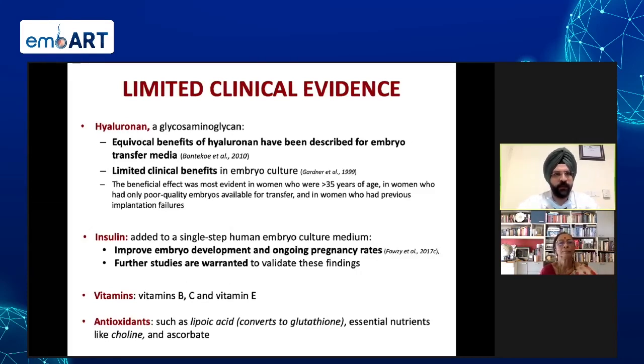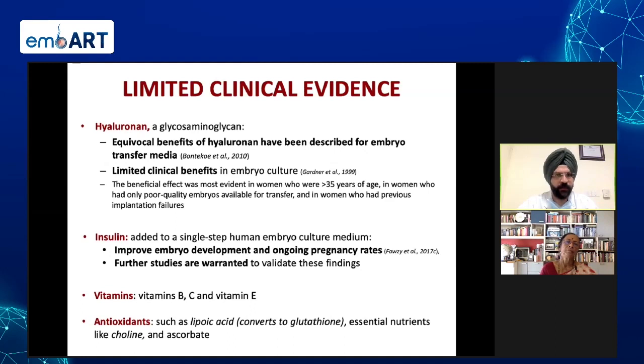Nowadays, a lot of medias are coming. Marketing people will come and tell you it has got insulin, it has got growth factors, it has got hyaluronan. But then you have to understand whether it is actually making a difference, or whether there is good quality evidence which favors the utilization of these substrates in the media. Like hyaluronan, it has got equivocal benefits for embryo transfer media. There are limited clinical benefits, and the benefit was mostly seen in females who are more than 35 years of age, who had very, very poor quality blastocysts available for transfer, and in whom there was evidence of previous implantation failures.